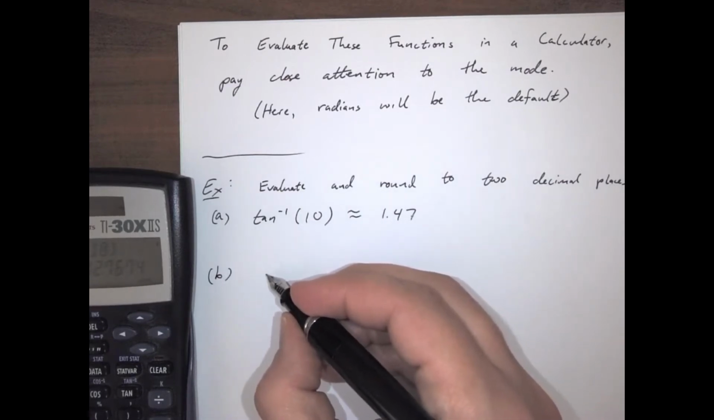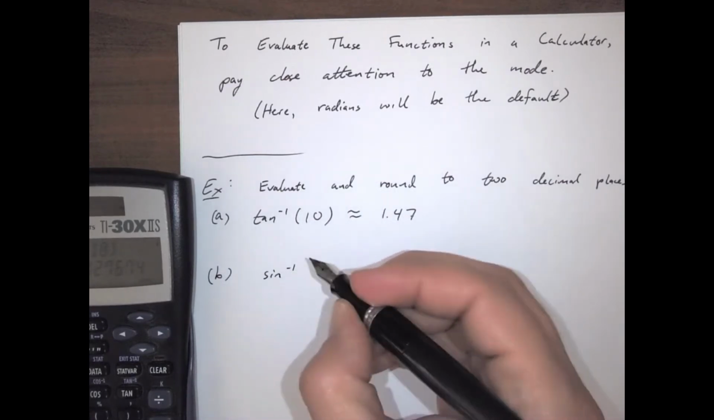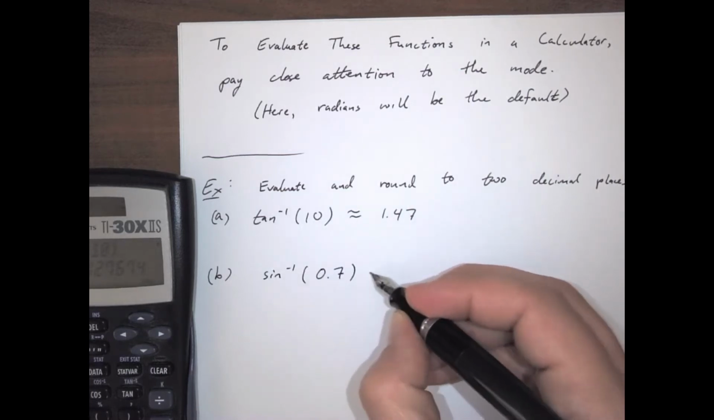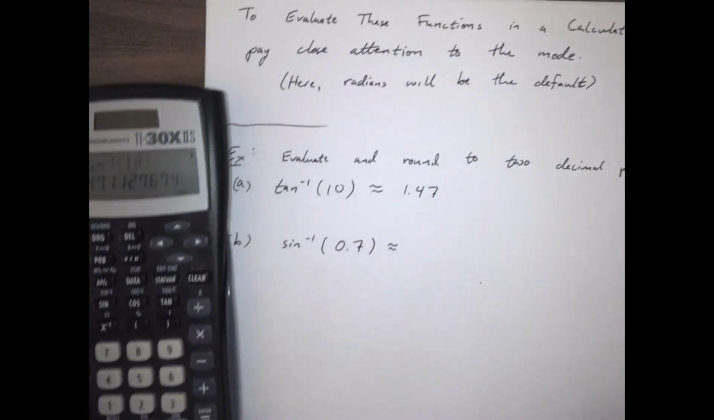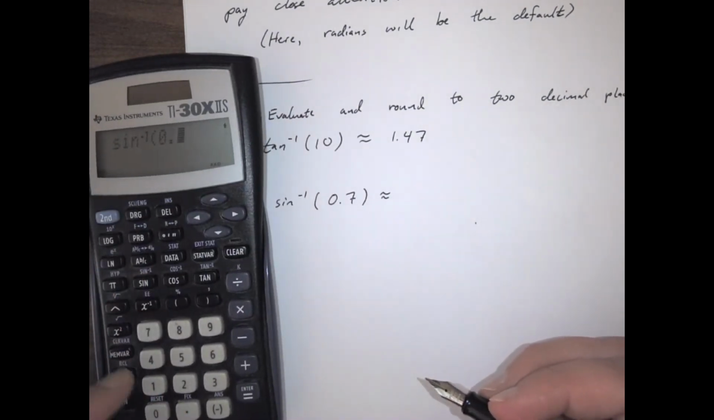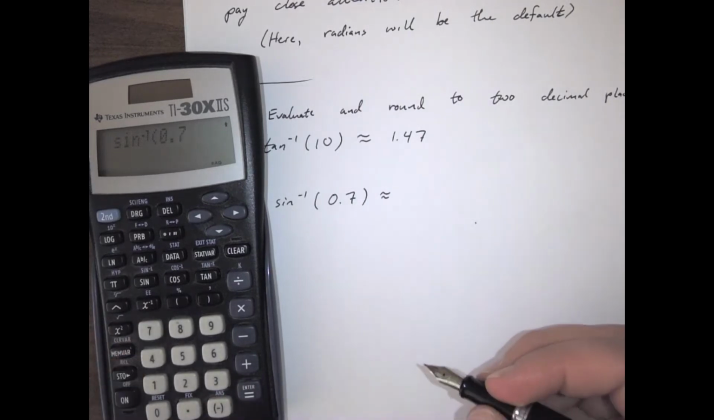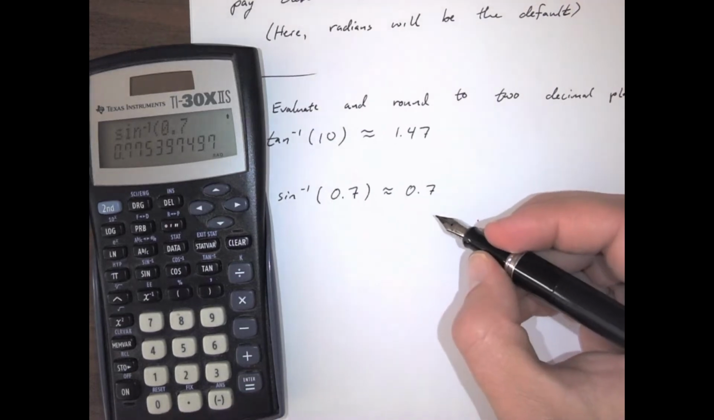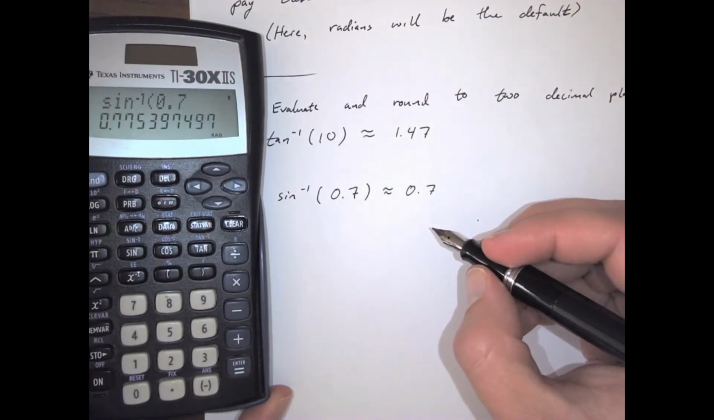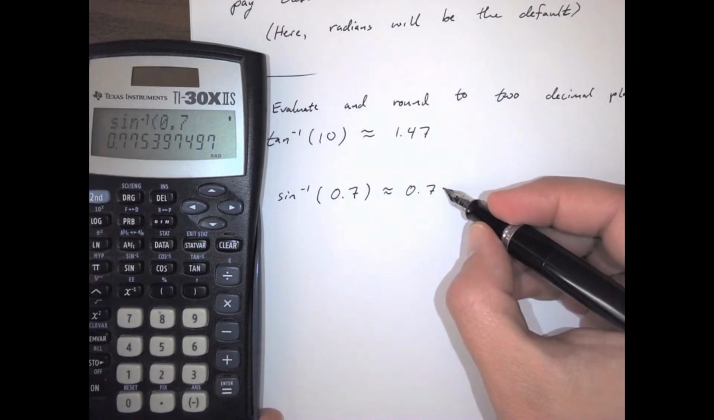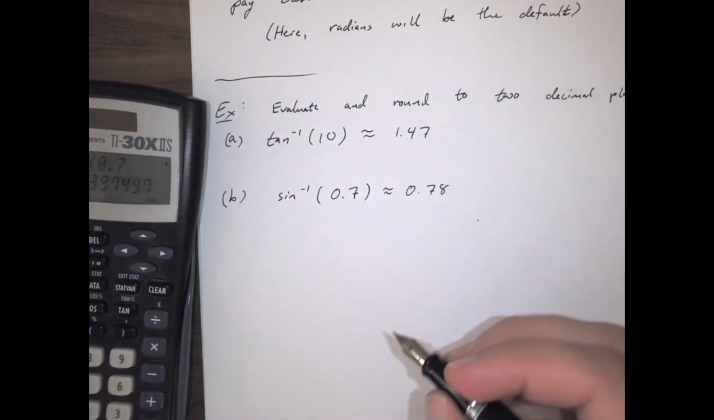And then let's say, I don't know, sine inverse of 0.7. If I'm rounding it to 2 decimal places, it's 775. So the next digit is 5 or larger, so we round up. So it'd be 7, 8.